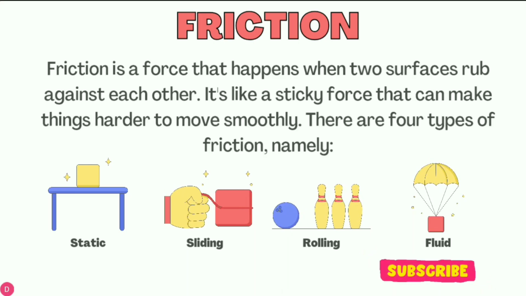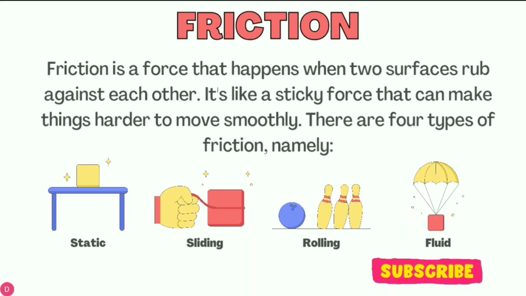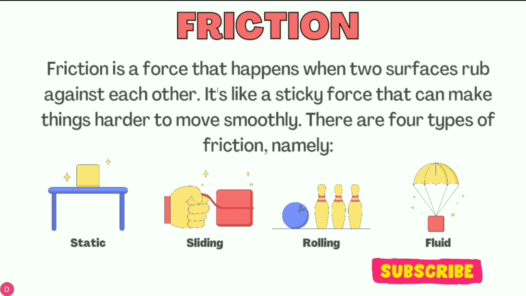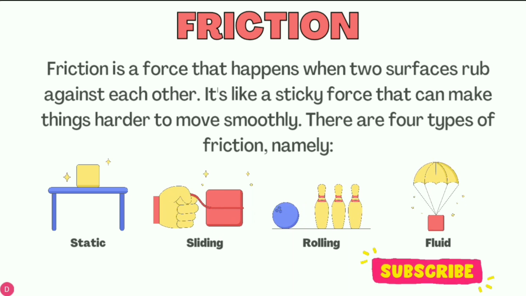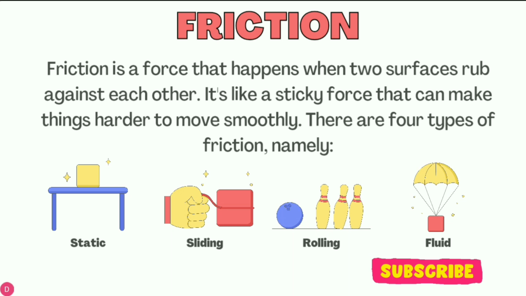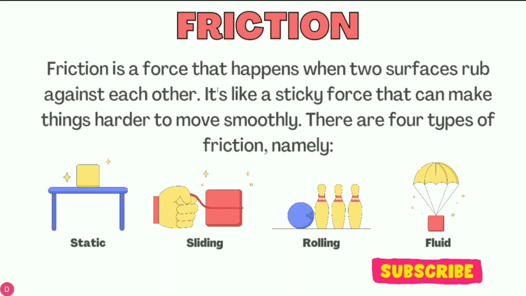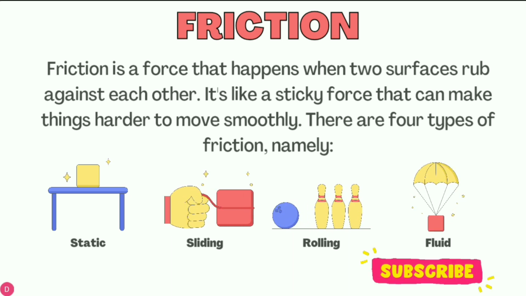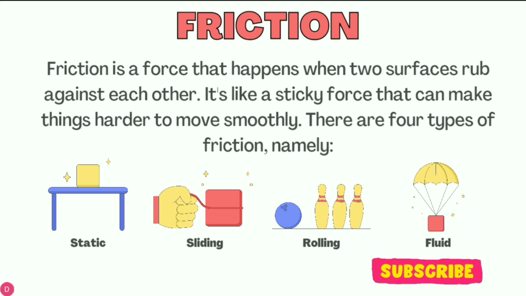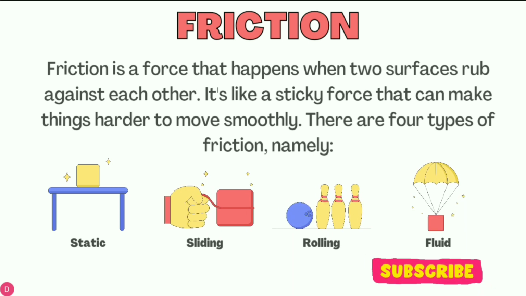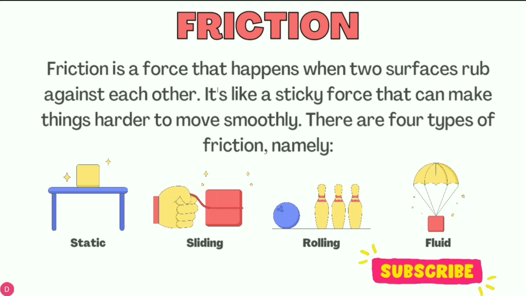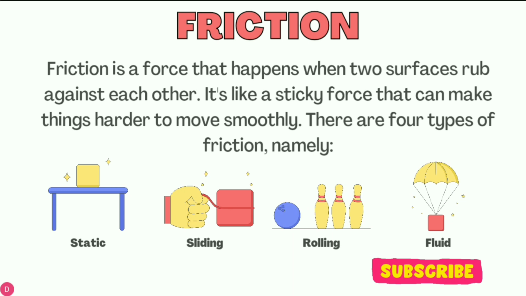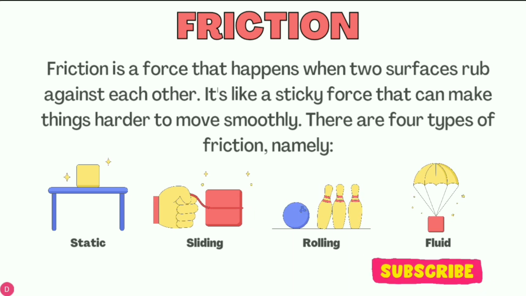What is friction? Friction is a force that happens when two surfaces rub against each other. It's like a sticky force that can make things harder to move smoothly. There are four types of friction, namely static friction, sliding friction, rolling friction, and fluid friction.